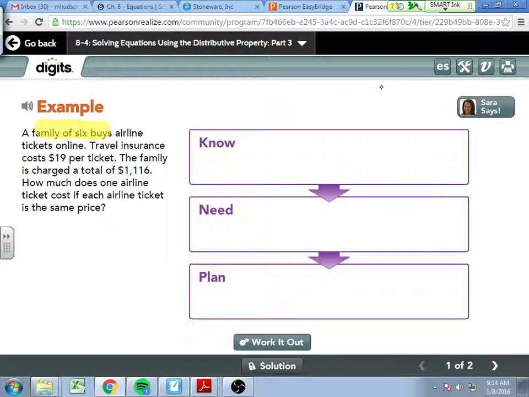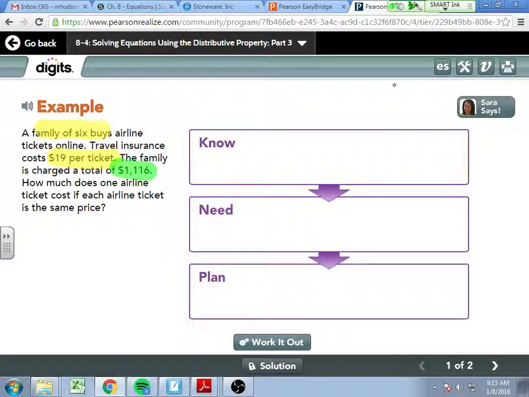Wait, when you mean family by 6, you mean including? Yeah, there's like 6 people total. So that would be important. We want to underline or highlight that. And again, I've got my colored pencils up here if you'd like to borrow some. Travel insurance costs $19 per ticket. So that's happening on every ticket. It doesn't just happen once. I should see everybody underlining, highlighting, doing something to notate that this is important.